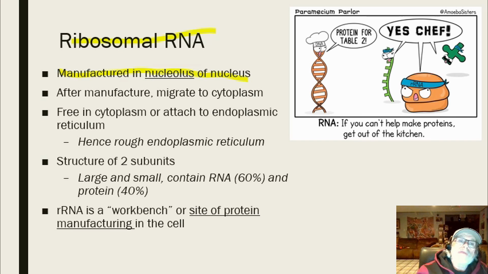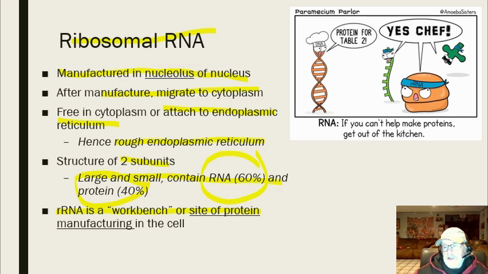But what happens is after they manufacture them with the ribosomes, they migrate to the cytoplasm. Where do they go? Attach to the endoplasmic reticulum, hence the rough endoplasmic reticulum. Now it's making sense. Also, some will go to mitochondria and stuff like that because we know we have mitochondrial RNA in there. Again, 2 subunits, large, small, contain 60% of the rRNA and about 40% protein. But what happens is our RNA is the workbench or the site of the protein manufacturing in the cell. So that messenger RNA is going to do what?